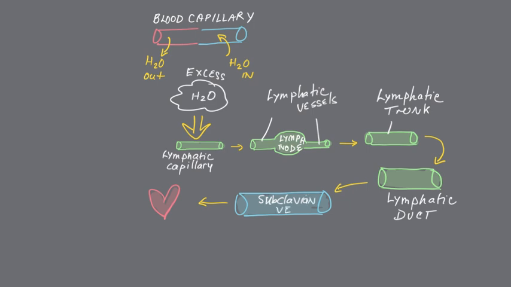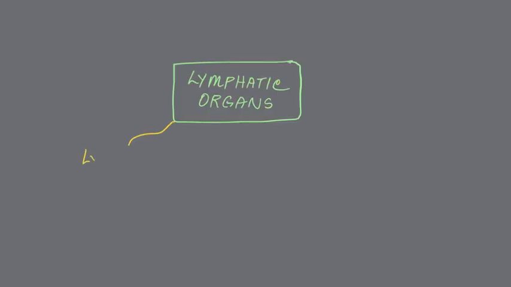Here, the fluid is now referred to as plasma. And from the subclavian vein, the fluid returns to the heart. This is how the lymphatic system constantly picks up excess fluid and returns it to the bloodstream. There are four major lymphatic organs. We'll start with the lymph node.